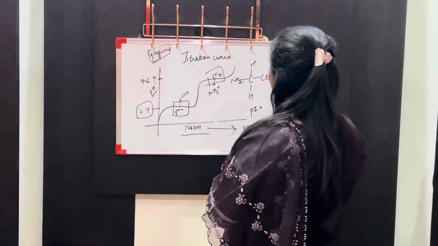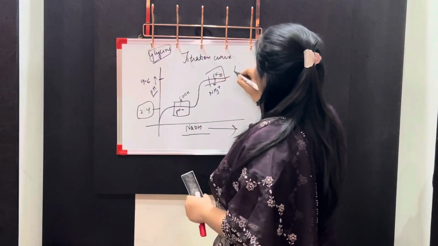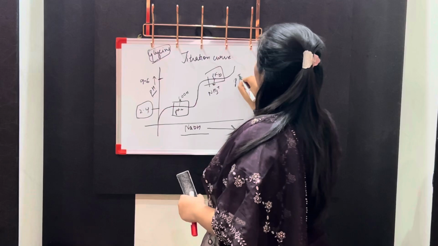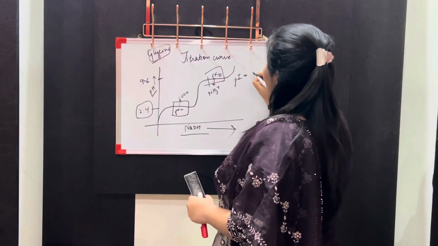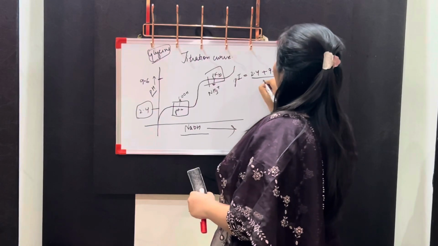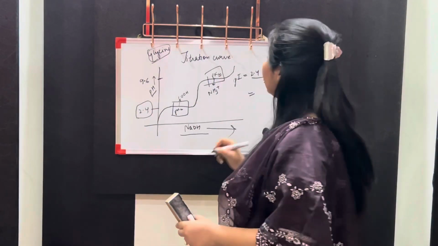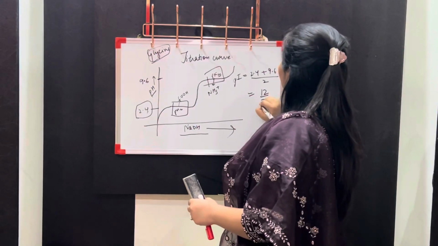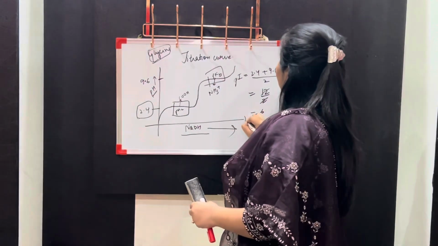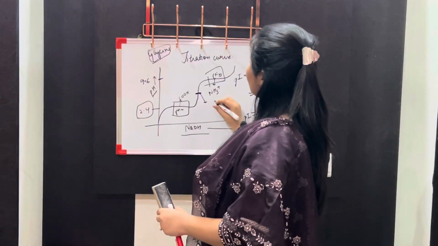So what we are going to write for the pI value? That is 2.4 plus 9.6 divided by 2. So 2.4 plus 9.6 will be 12. 12 by 2 will be 6. So pI of glycine will lie somewhere here, where there will be a formation of zwitterion.